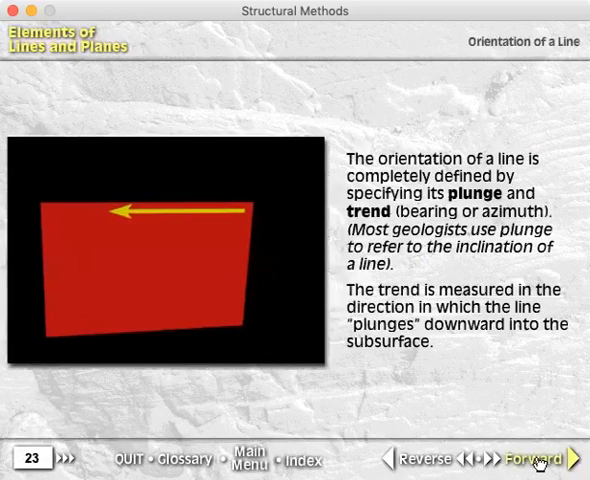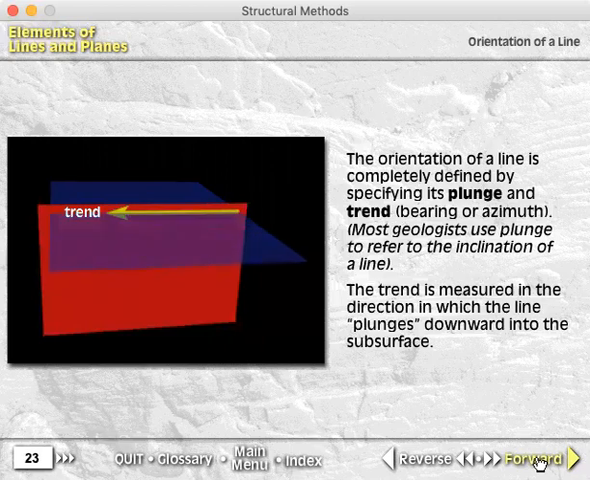The orientation of a line is completely defined by specifying its plunge and trend, bearing or azimuth. Most geologists use plunge to refer to the inclination of a line. The trend is measured in the direction in which the line plunges downward into the subsurface. This convention is used because geologists normally are interested in materials that are located beneath the Earth's surface. Okay, so when we're looking at this, this is our line.